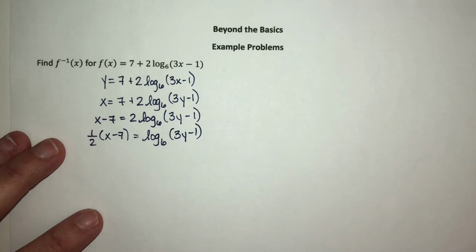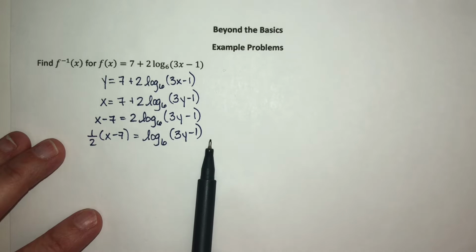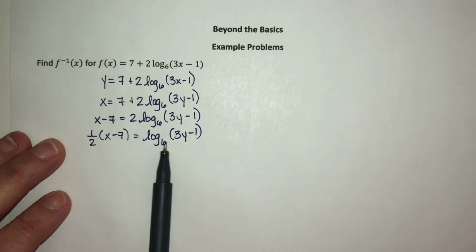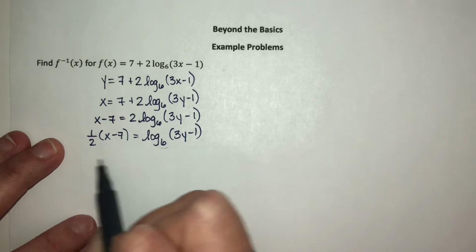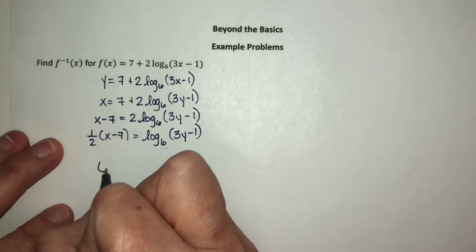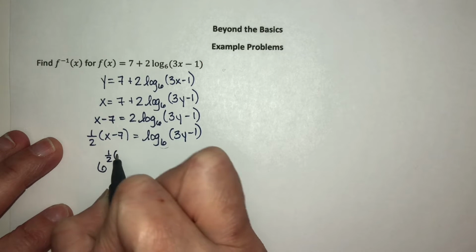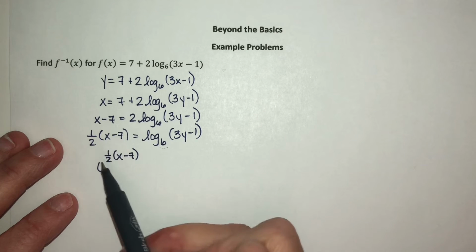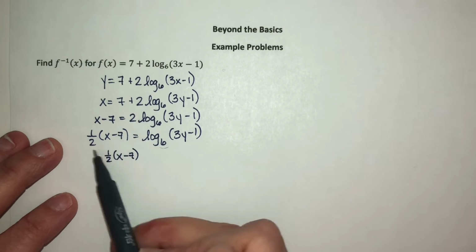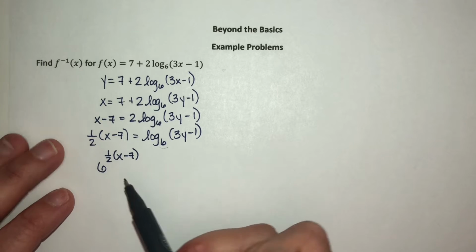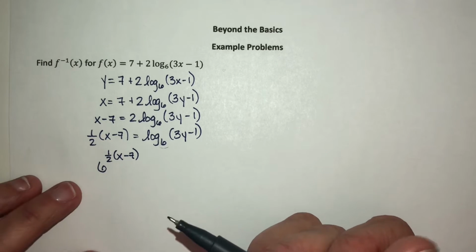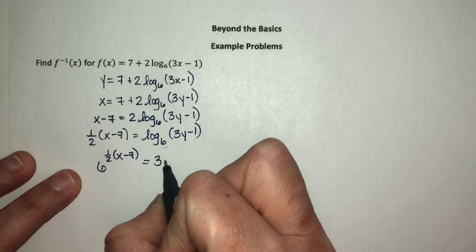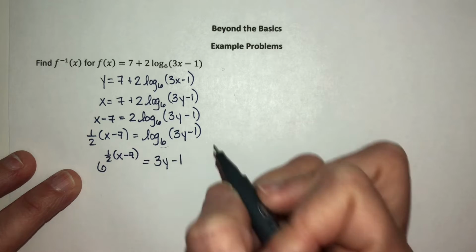Okay. Now I have a single logarithm equal to something else, so I'm going to switch this to exponential form. So I'm going to have 6 raised to all of this. Okay. Now, if I had written this instead of 1/2, I would have had 6 raised to an uglier fraction. This is just a little bit easier to keep up with, technically, mathematically the same. And this is going to equal 3y minus 1.